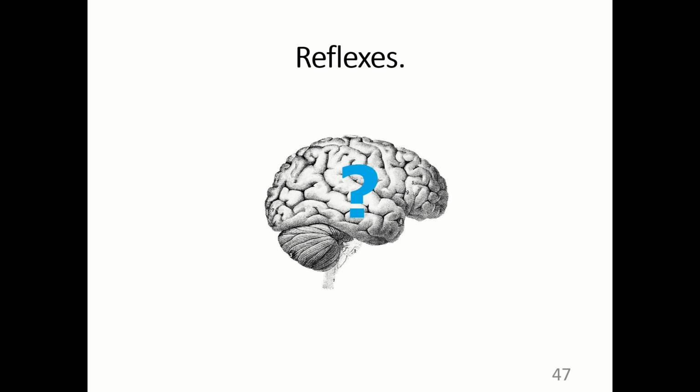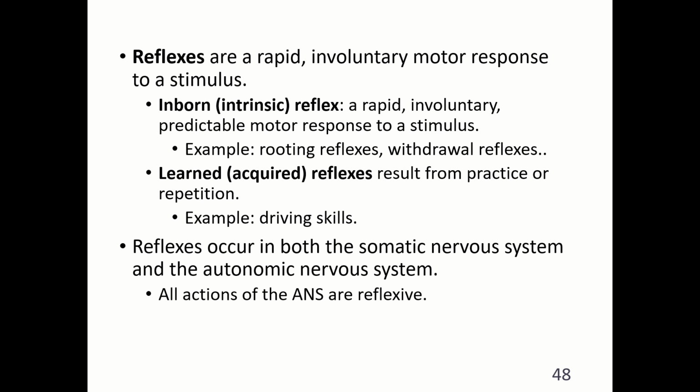The last section of the chapter will discuss reflexes. Reflexes are a rapid, involuntary motor response to a stimulus. There are two major types of reflexes, an inborn or intrinsic reflex and a learned or acquired reflex. Inborn reflexes are a rapid, involuntary, predictable motor response to a stimulus. Examples include rooting reflexes, which is the suckling reflex, and a withdrawal reflex if you touch something sharp or hot.